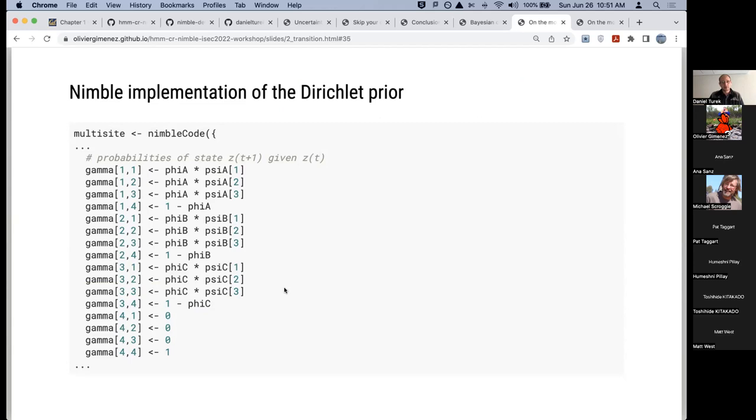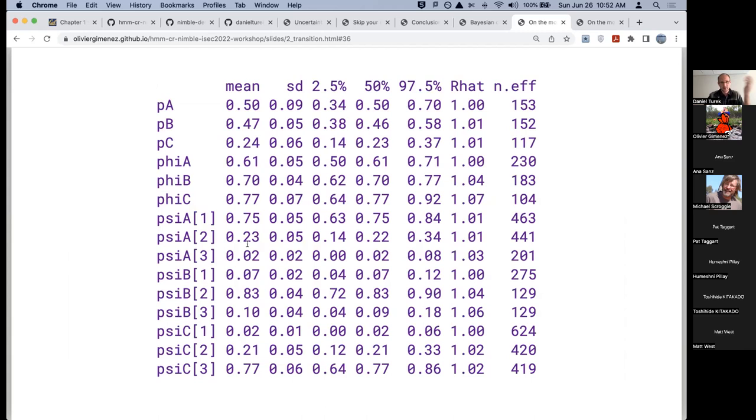The observation matrix is not shown here. There would be three observation probabilities, PA, PB, PC, and some one minus PAs and PAs in it. We'll see it when we look at the model code. And here it jumps right to the posterior inferences for this. And we could make some observations here. You're less likely to have detections in site C.